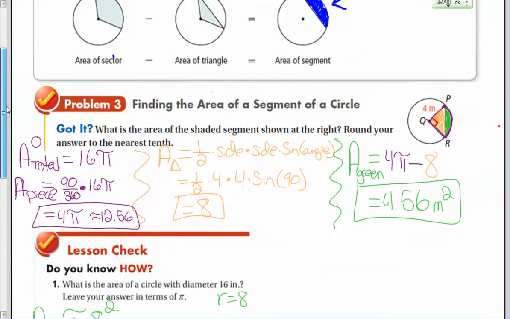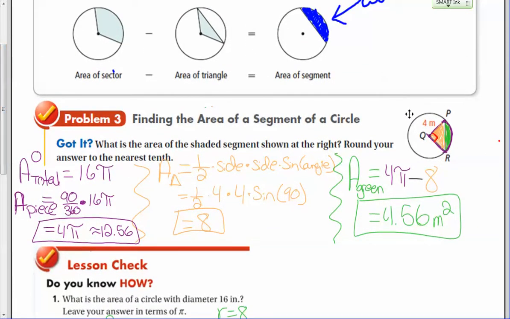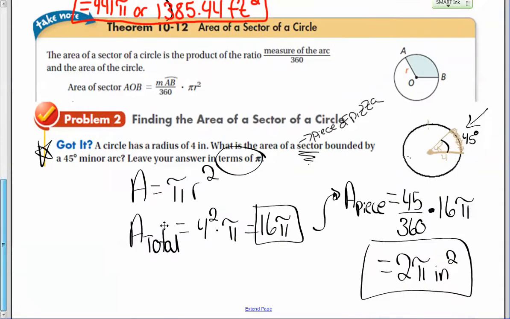Okay, and here's problem number 3. I'm given this picture right over here. I know my radius is 4 meters. I know this angle here is a 90-degree angle. I'm going to do what I did in the problem before this one. So this one right here at the very bottom, take a look at the total, find the area of the piece. That's what I'm going to do first.